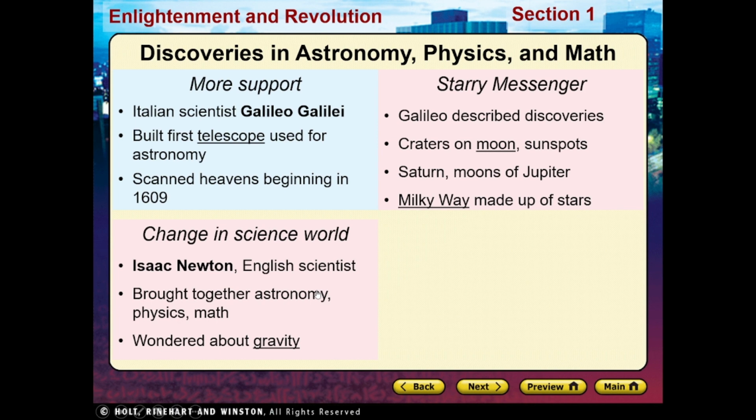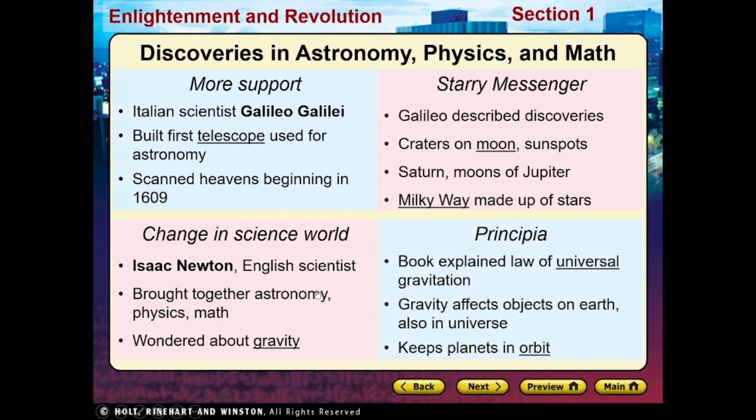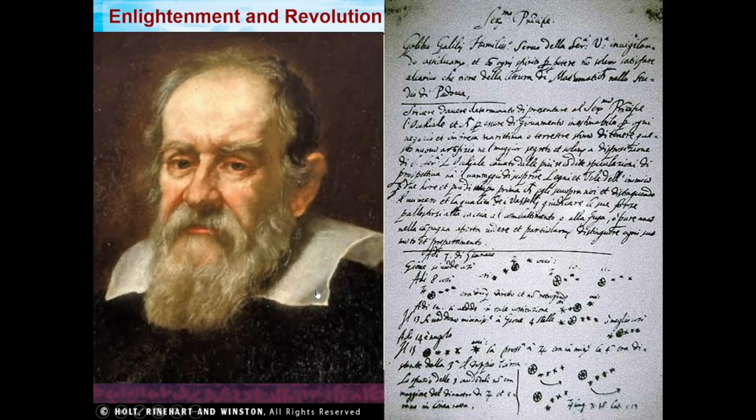So si Isaac Newton is yung main problem na parang wino-wonder niya is yung gravity. And si Galilei naman, siya ang taong nag-invent ng telescope na ginamit para sa astronomy. His Principia book explained the law of universal gravitation. Gravity affects objects on Earth, and also in the universe. It keeps planets in orbit.